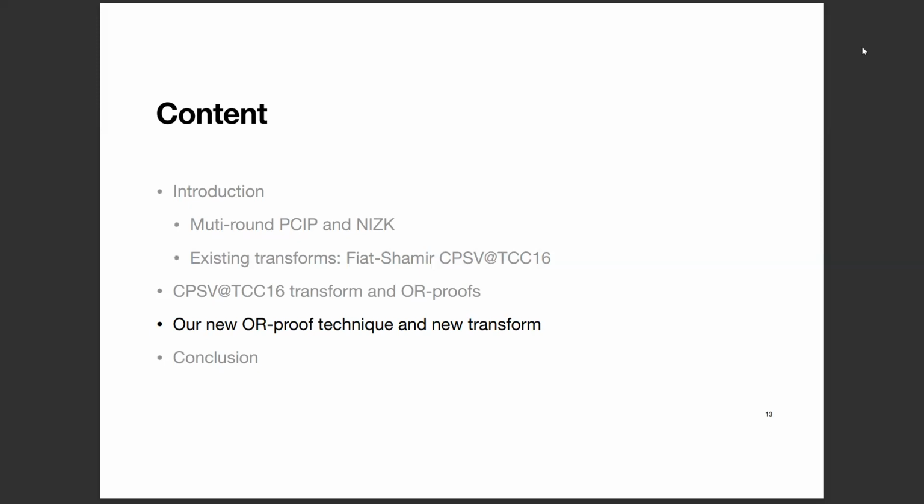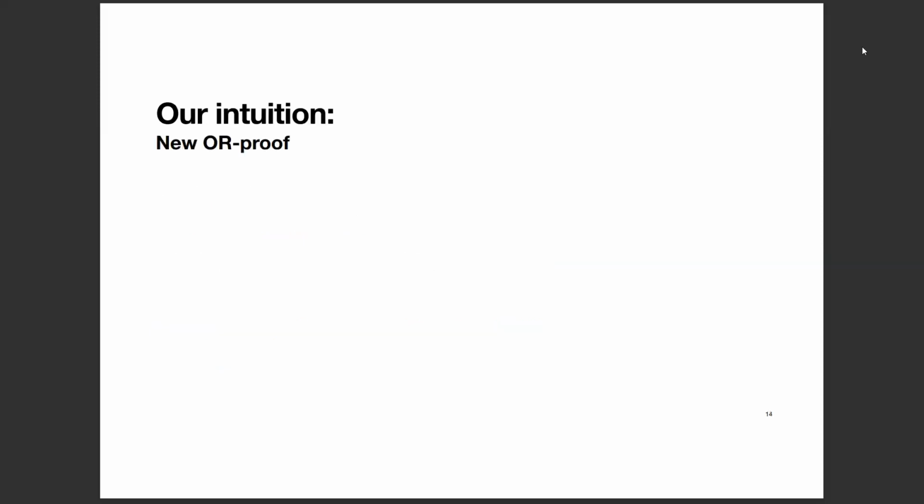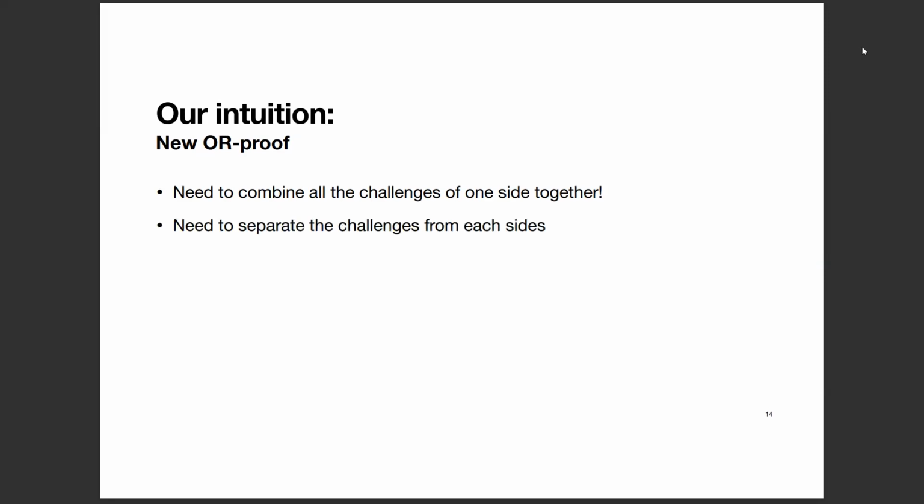Next, I will explain our new OR proof technique, and then give our new transform. The intuition of our new OR proof is that, first, we need to combine all the challenges of one side together. This somehow comes from the parallel OR proof. And second, we need to separate the challenges from each side.